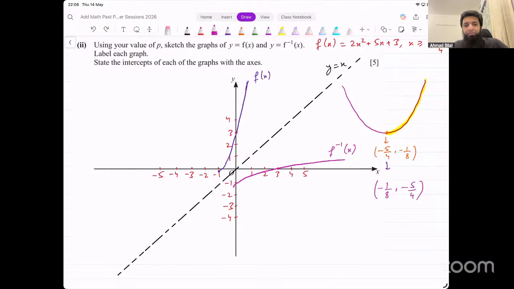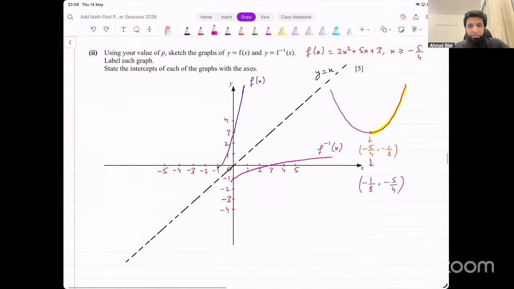Okay. Makes sense to everyone? Does this make sense to everyone? Let's move on. These graph questions are very annoying because they are very time-consuming. This was a 5-mark question, so it's still worth the effort. But sometimes they are not worth a lot of marks.